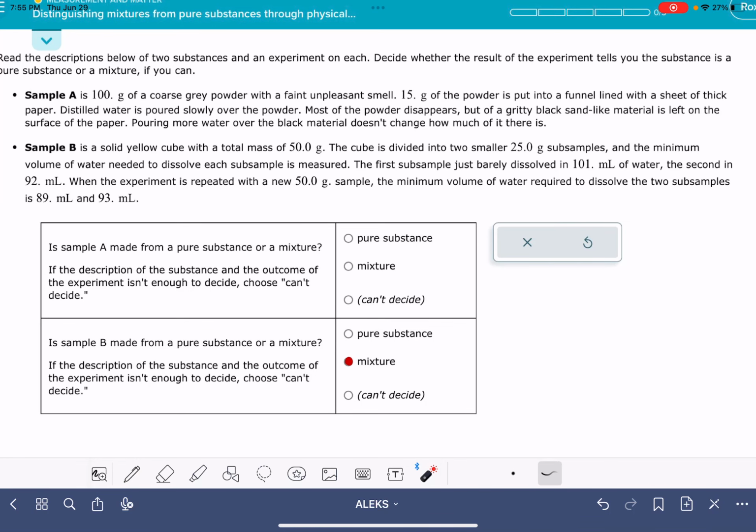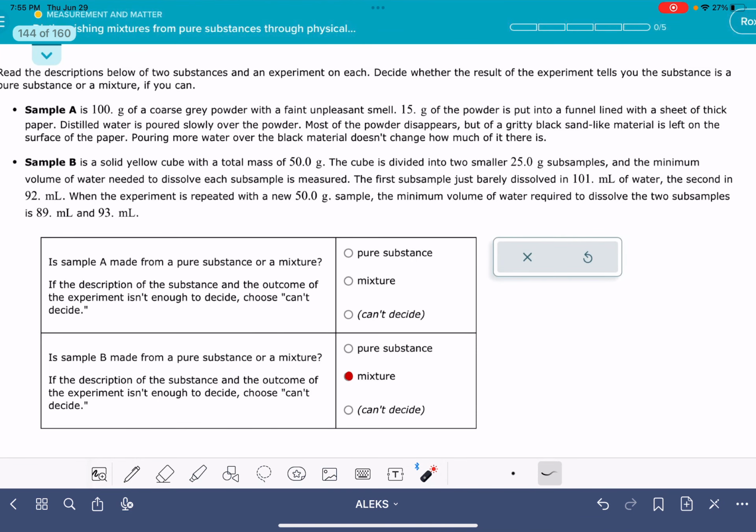In this video, I'm going to give you some tips for solving the ALEKS problem called distinguishing mixtures from pure substances through physical properties. This problem is going to give you a couple of samples with scenarios, and it's asking you to determine if these samples are pure substances or if they are mixtures, or occasionally you're going to be unable to tell from the provided information.